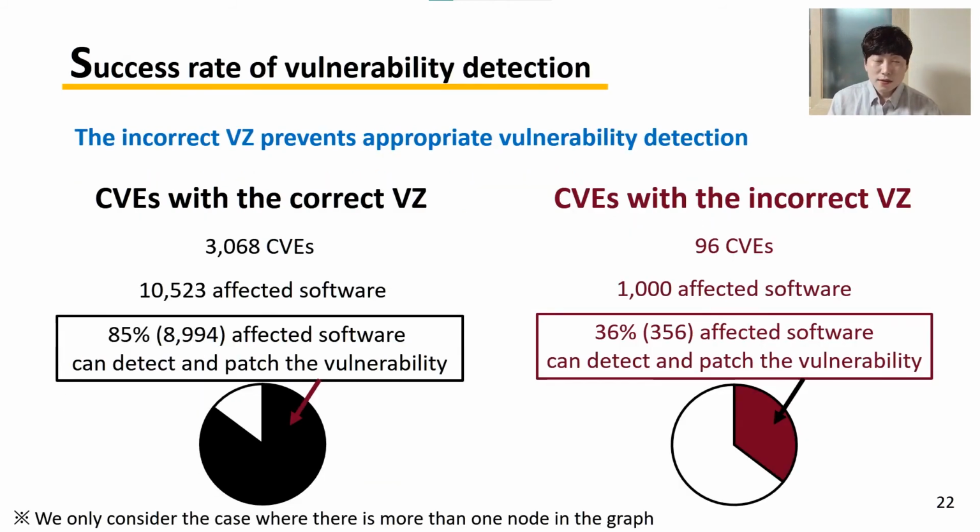We first analyze the correlation between the success rate of vulnerabilities and the correctness of VZ. In the cases of CVEs with the correct VZ, more than 85% of vulnerable software succeeded in patching the vulnerability. In contrast, surprisingly, we confirmed that only 36% of vulnerable software could patch the vulnerability in the cases of CVEs with the incorrect VZs.